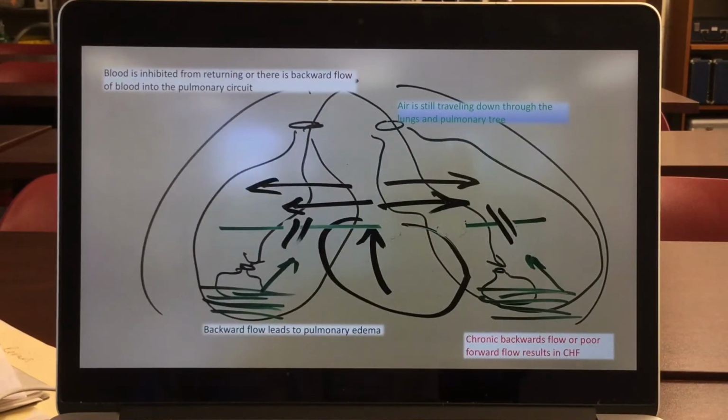Now, there may be an obstruction in blood flow returning back to the left atrium, and this would be what was called a pulmonary embolism. In other cases, we may also have decreased backup flow or left ventricular dysfunction, causing blood flow to back up, and this may cause pulmonary edema.